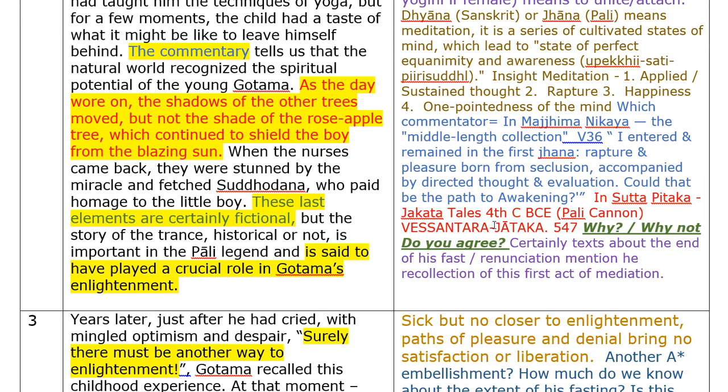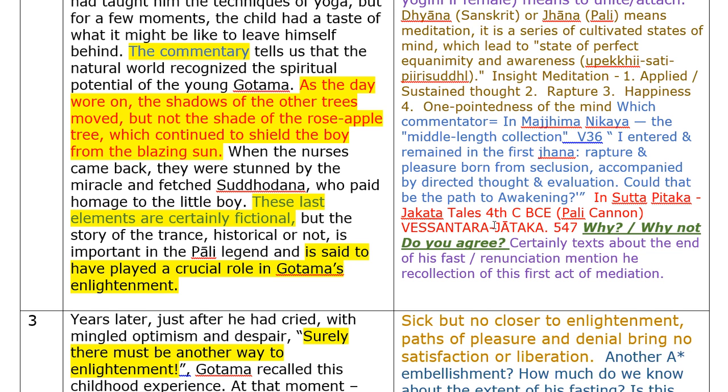Next sentence: "The commentary tells us that the natural world recognized the spiritual potential of the young Gautama." Whoa, which commentary? What are we talking about? It could be part of the Pali Canon in the Sutta Pitaka, in the Majjhima Nikaya, or what's called the middle length collection. There's some very long sermons, and then there's the middle length sermons of the Buddha, where he recounts his first jhana. So this is another one of these legends or accounts of his meditation: "I entered and remained in the first jhana, rapture and pleasure born from seclusion, accompanied by directed thought and evaluation. Could that be the path to awakening?"